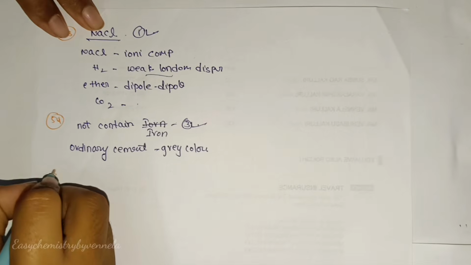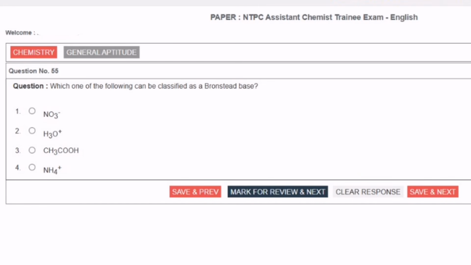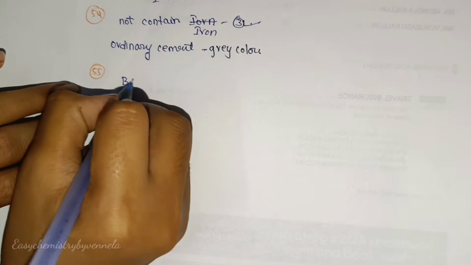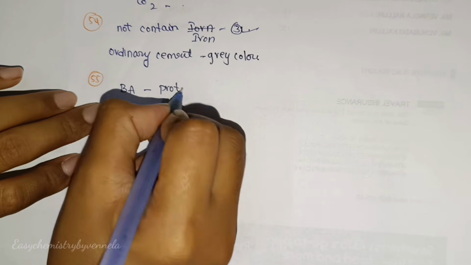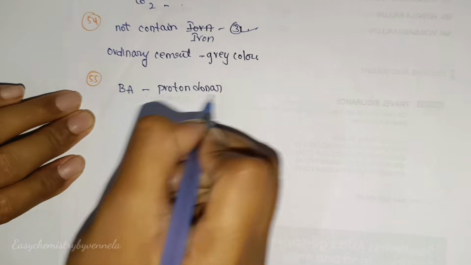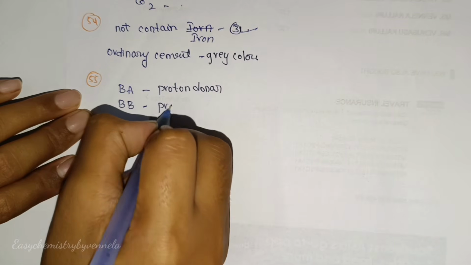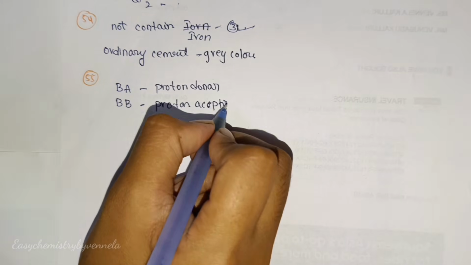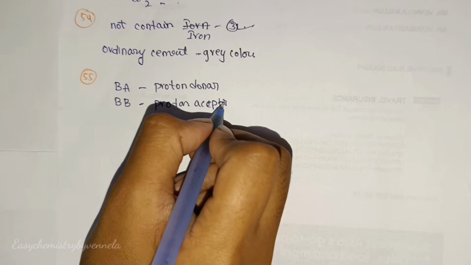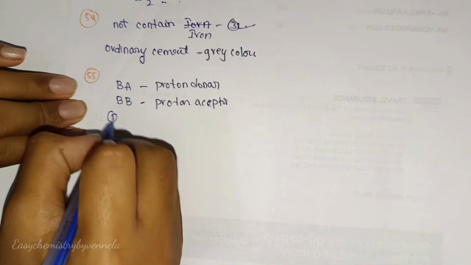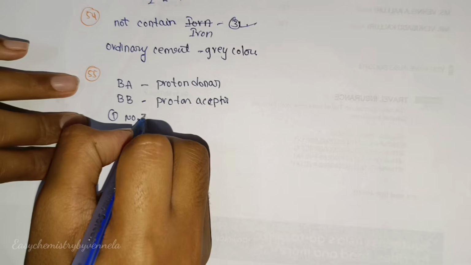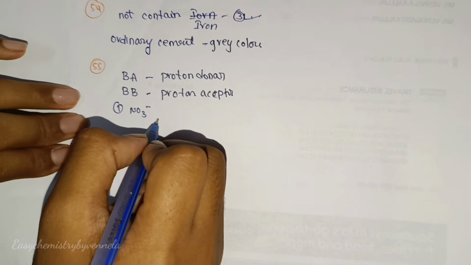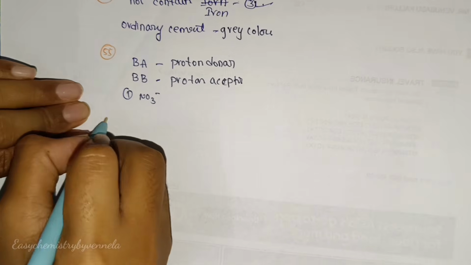Next question. Which one of the following can be classified as Bronsted base? This question I already explained in the previous videos. Bronsted acid means it is a proton donor. Bronsted base, proton acceptor. In these given options, nitrate NO3- is a proton acceptor. So correct option is first one, nitrate. Here H3O+ is a donor, CH3COOH is a donor, NH4+ also donor.